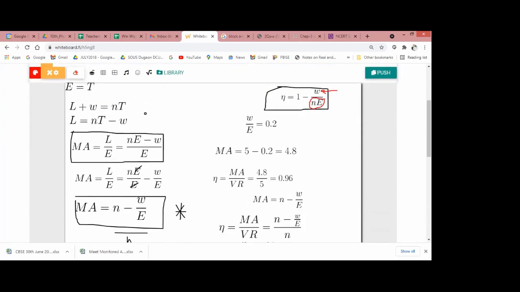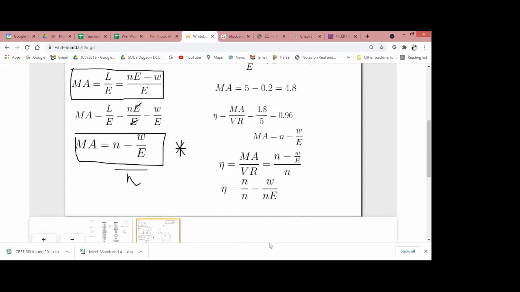So this is what is about the pulley system. Now, if anyone has any doubts, you can ask about the pulley system.